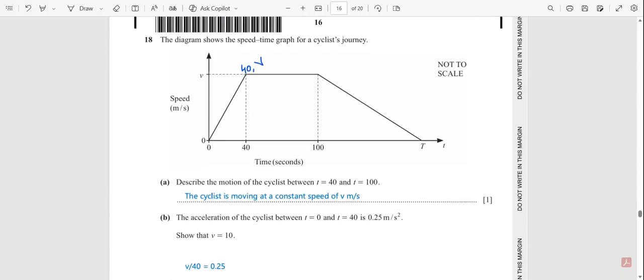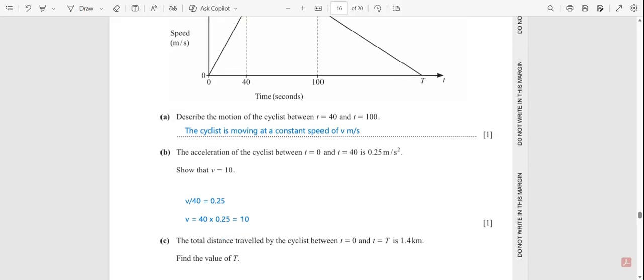The diagram shows a speed-time graph of a cyclist's journey. Describe the motion of the cyclist between t equals 40 and t equals 100 seconds. The cyclist is moving at a constant speed of v meters per second between t equals 40 and t equals 100. This is a straight line.